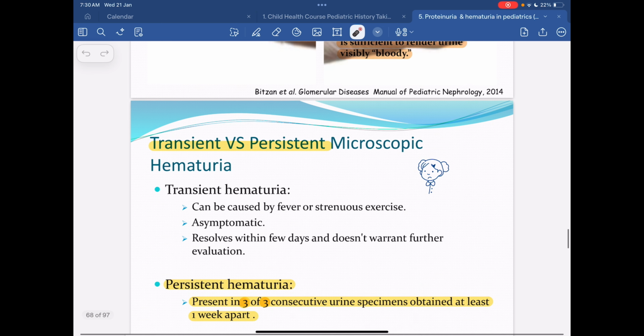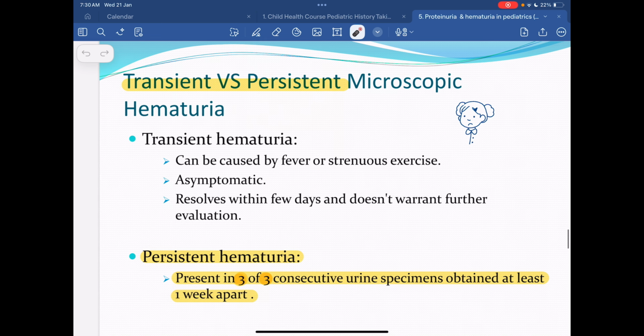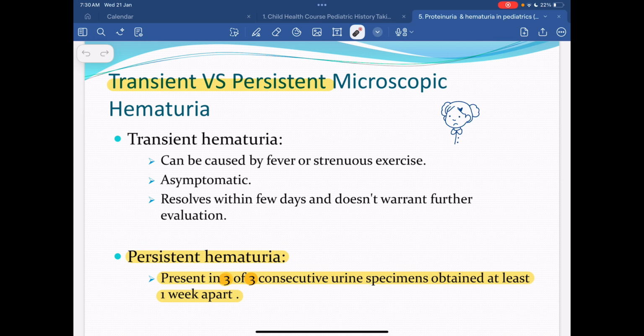Like proteinuria, we have transient and persistent microscopic hematuria. Transient hematuria can be caused by normal things, like fever or strenuous exercise. It is asymptomatic and usually resolves within a few days. No need for any further evaluation, so you just reassure the patient and their parents.